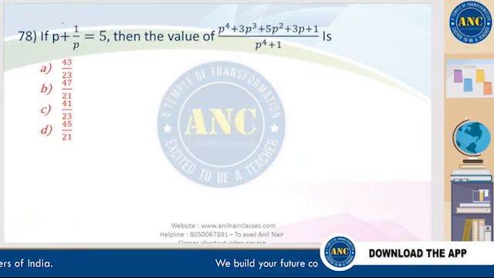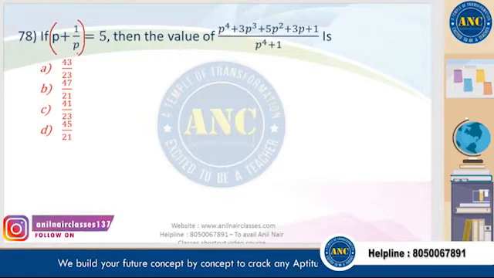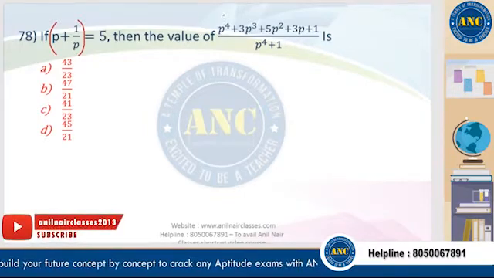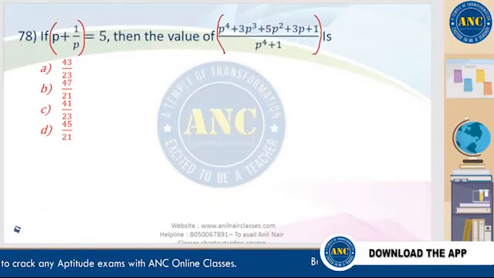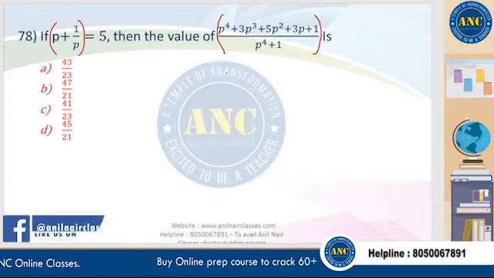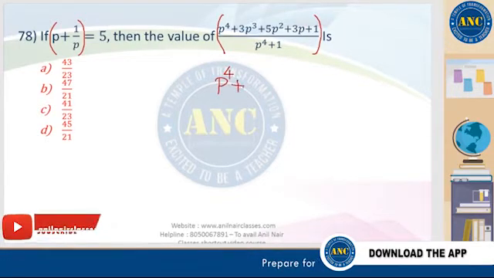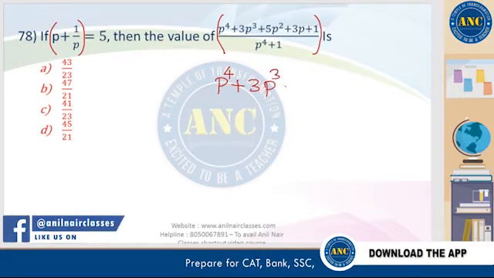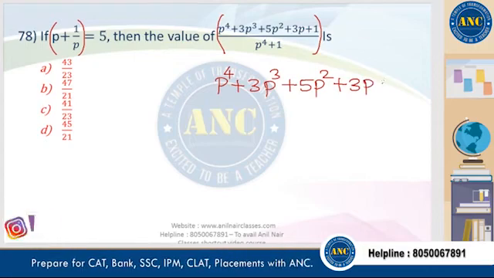Now see here, p plus 1 by p is given as 5, but it's not a difficult question. These are all something which we have done, but the finding condition is a little lengthier. Whether it is lengthy or not, if you know the logic, it's quite simple to solve. What are they asking us to find? p power 4 plus 3p cube plus 5p square plus 3p plus 1.